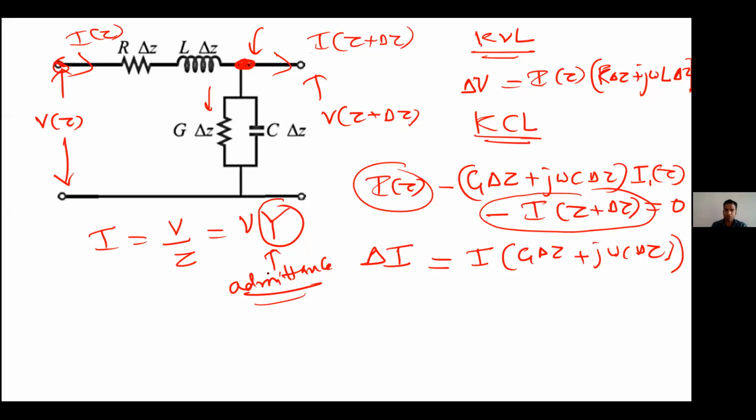So basically, what we do is we get two equations. Okay. We get two equations. We get delta V. We get delta I. Okay. And our assumption is what? Delta Z tends to 0.